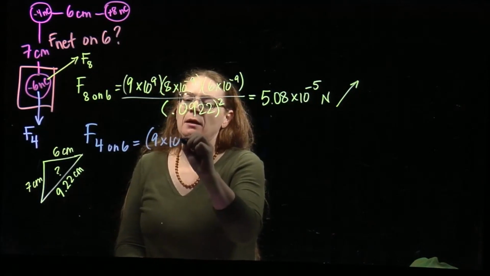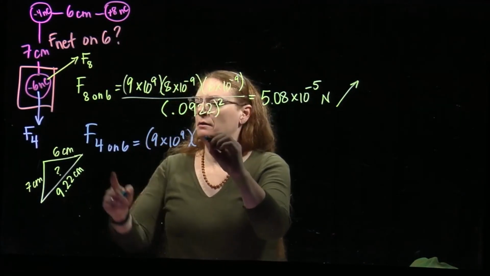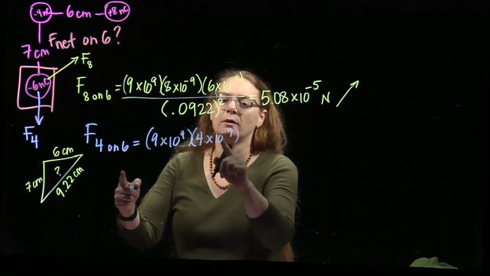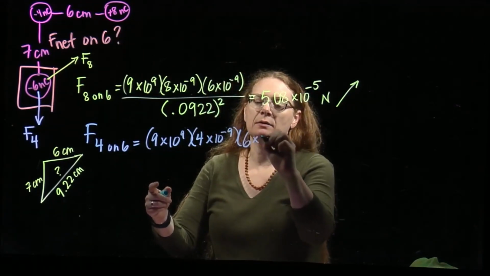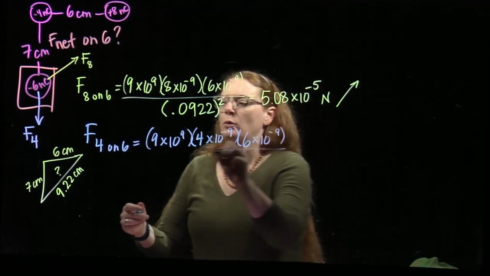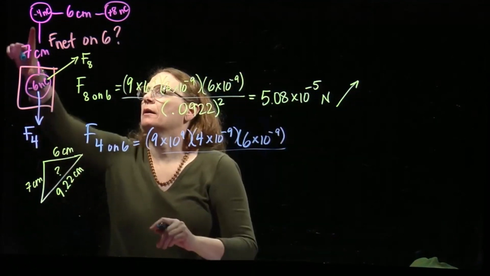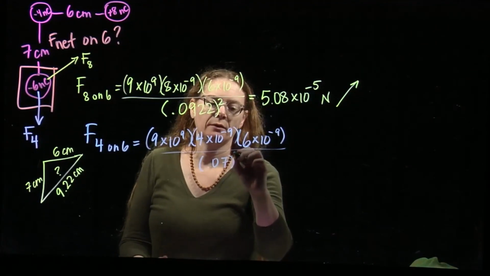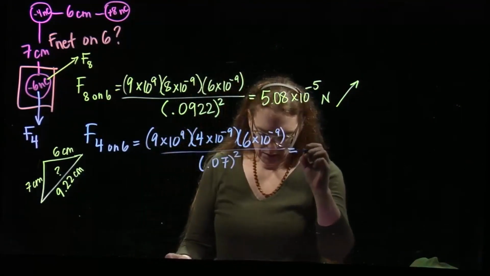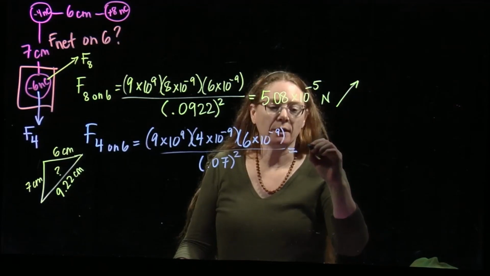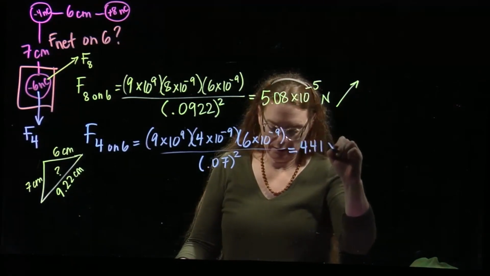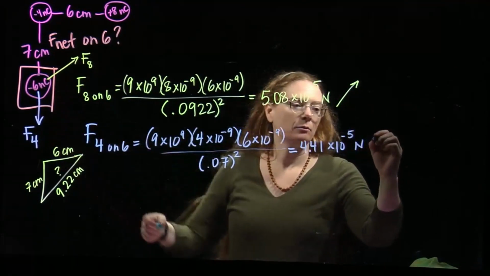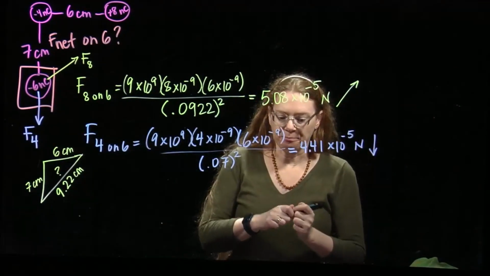Next, let's do the force of the 4 acting on the 6. 9 times 10 to the 9, our constant. And the charge is 4 times 10 to the -9, 4 nano, 6 nano. What is the distance between the 4 and the 6? That is this. Convert centimeters to meters, 0.07. Don't forget the squared. And what do you get for this one? 4 on 6. I get 4.41 times 10 to the -5 newtons. In what direction is that? Pointing straight down.